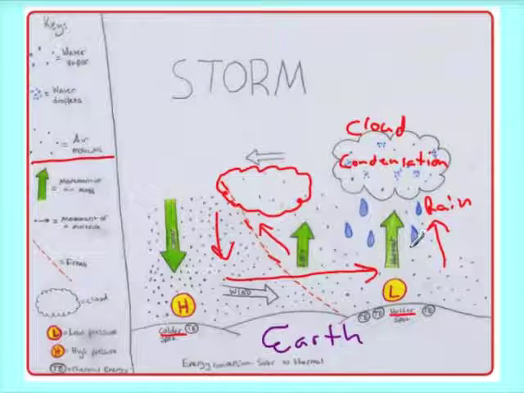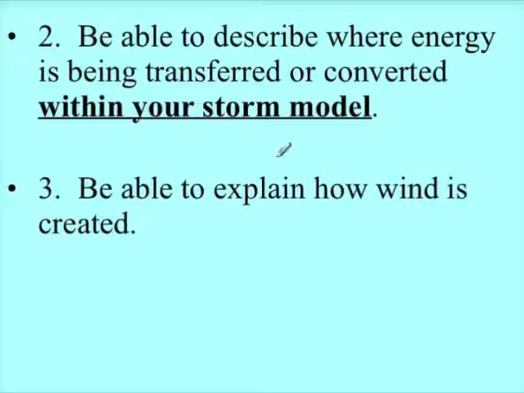Energy transfer during evaporation, so the water is evaporating. Then during condensation. Then during precipitation. Those are all places where energy is being converted from one form to another or being transferred in our model. Maybe you would talk about how solar energy comes down to the earth and heats the earth. Those are all different ways that you could talk about how energy is being transferred or converted within the atmosphere.